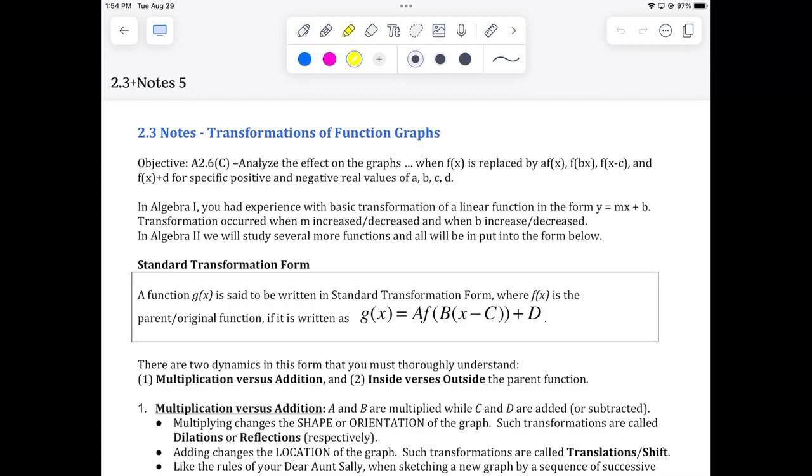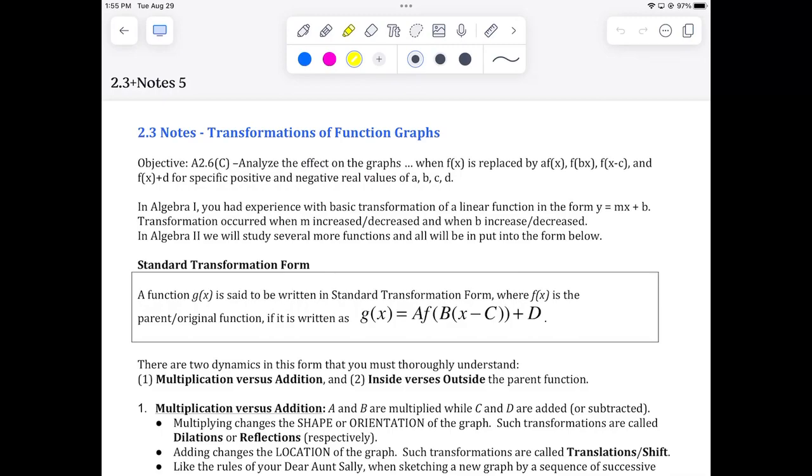This right here is called standard transformation form. It assumes that we're starting with a parent function, f of x, like x squared, and we're making these changes to the equation: a, b, c, and d. We label them as capital letters, and we put them in alphabetical order, and that's to encourage you to do these from left to right, which is what we have to do. What we're going to talk about is what each of these does to the function, and then we're going to start putting them together.